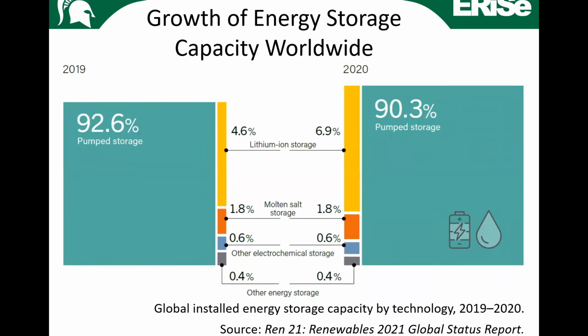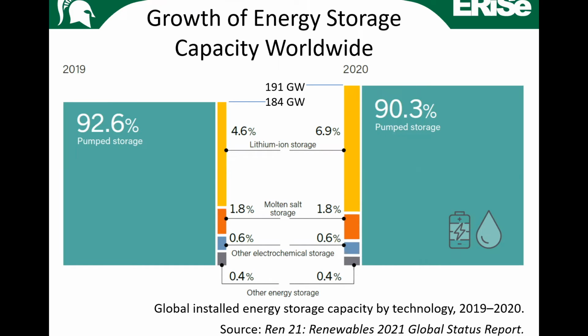How has storage grown? So over 2019 to 2020, it's grown by this much, 7 gigawatts, which is not insignificant, okay? And this is worldwide, okay? And how are they composed? You'll note that pumped storage, not surprisingly, is still more than 90% of the total storage portfolio that we have today. And you all know how lithium ion has been growing. So it's grown from 4.6 to 6.9%.